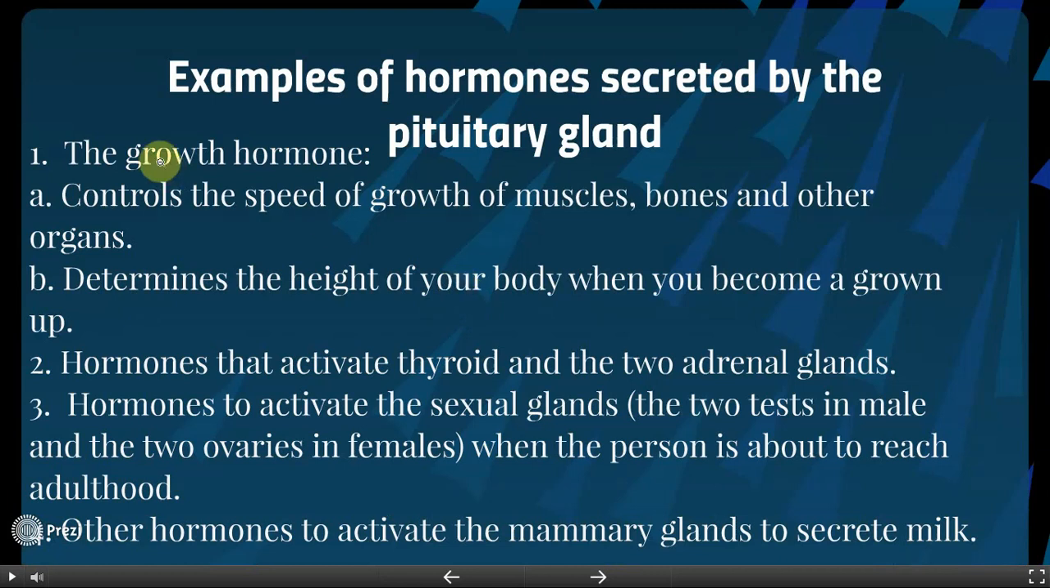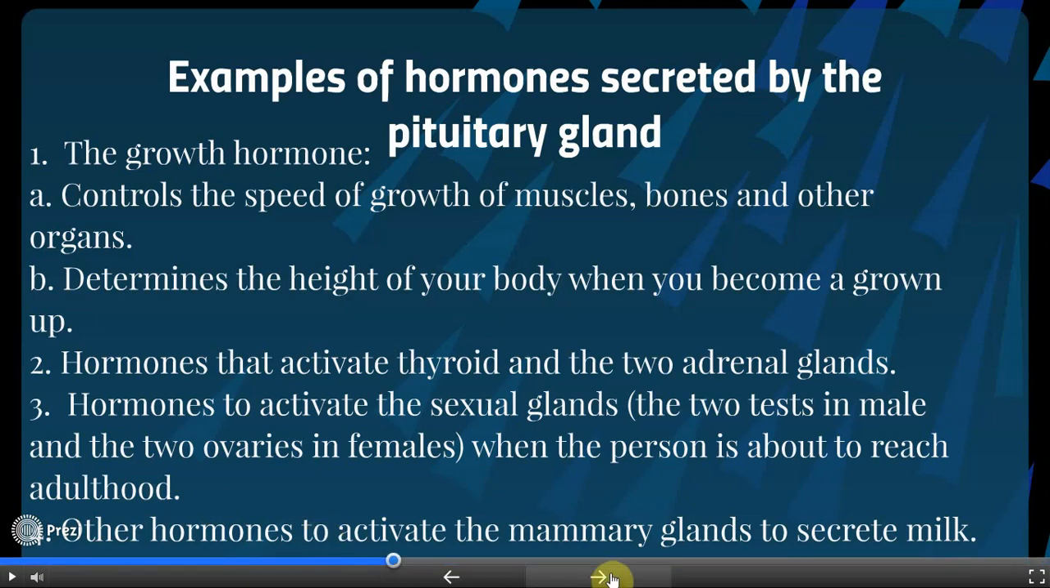So again, examples of hormones secreted by the pituitary gland: the growth hormone that controls the speed of growth of muscles, bones, and the other organs, and determines the height of your body when you grow up. A hormone that activates the thyroid and 2 adrenal glands, a hormone to activate the sexual glands, the 2 testes in male and 2 ovaries in the female, when the person is about to reach adulthood. Another hormone to activate mammary glands to secrete milk.